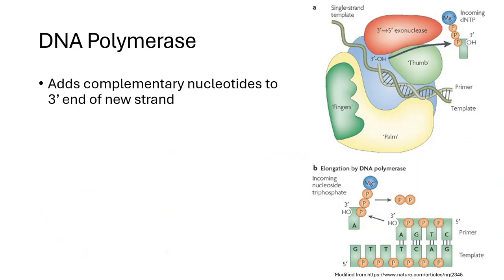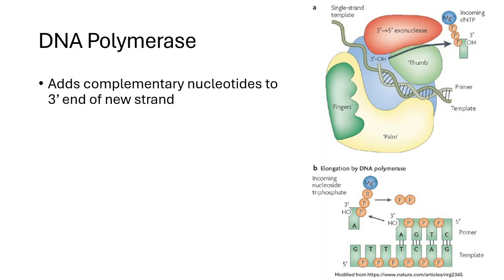DNA polymerase is a molecule that is going to actually be synthesizing the new strand of DNA. So what it does is it adds new nucleotides to the 3' end of a strand. So DNA polymerase, and this is going to become important later, must attach to existing nucleotides. So here we see kind of the molecular structure just in a general shape of DNA polymerase.